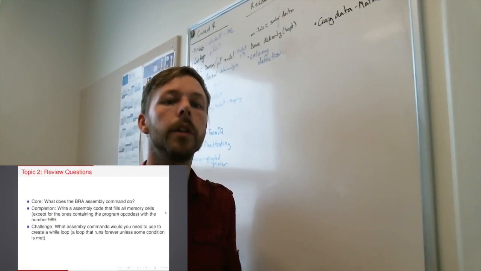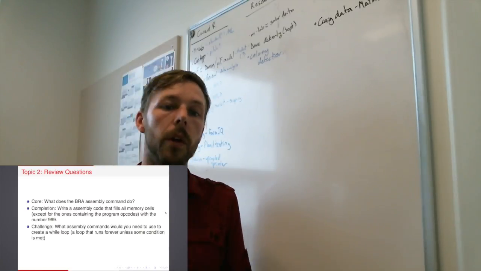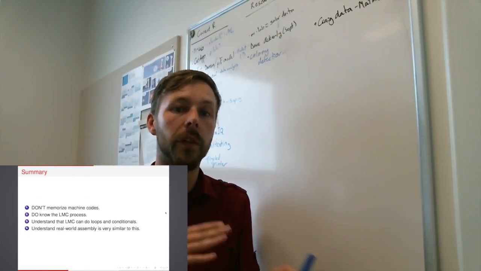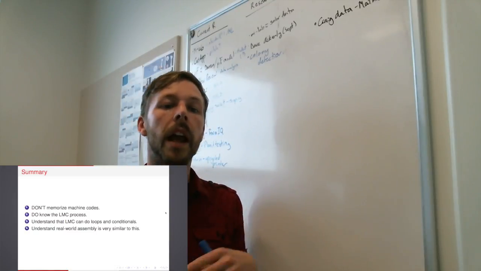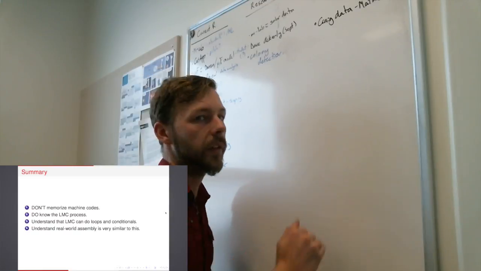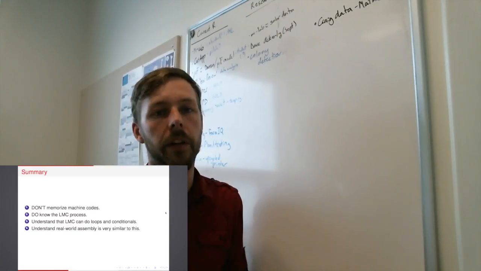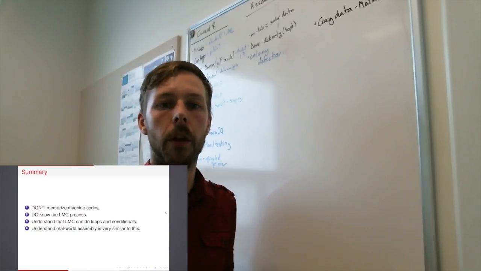Just to remind you, don't memorize the machine codes, do know the little man computer process, do know that the little man computer can do loops, conditionals and variables, and just understand that real world assembly code is very, very similar to the assembly that we've been talking about in here, just slightly different for each specific computer architecture. Right, see you next time.